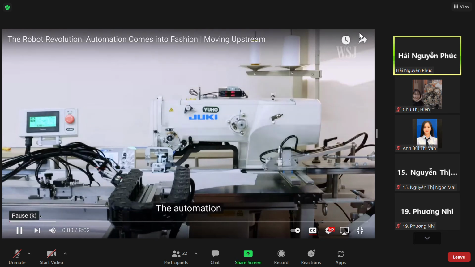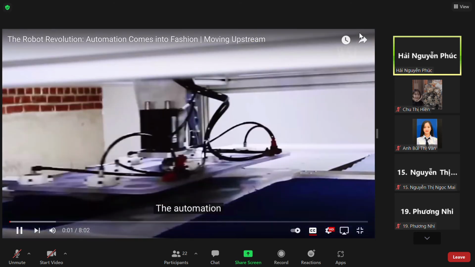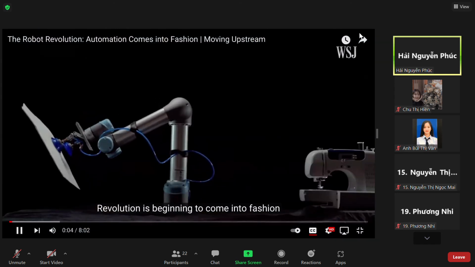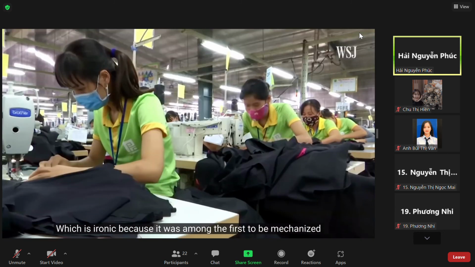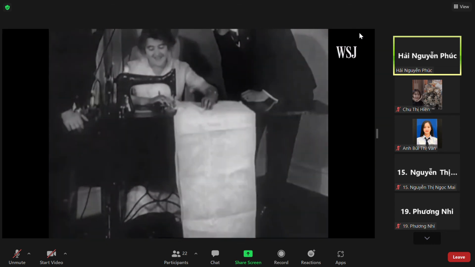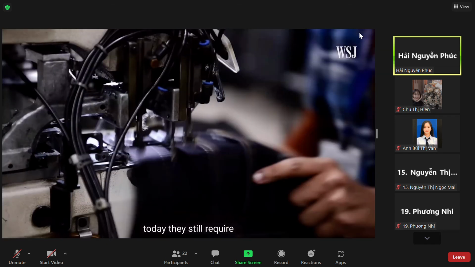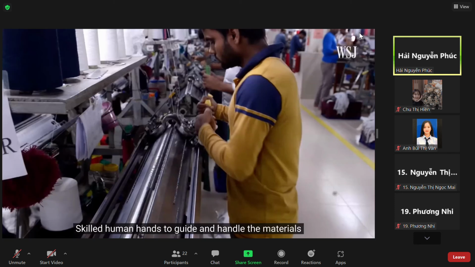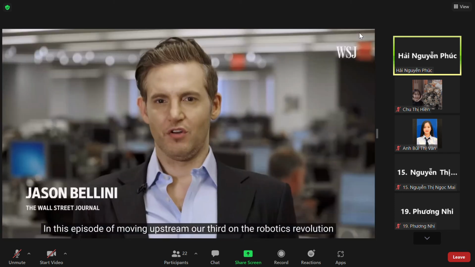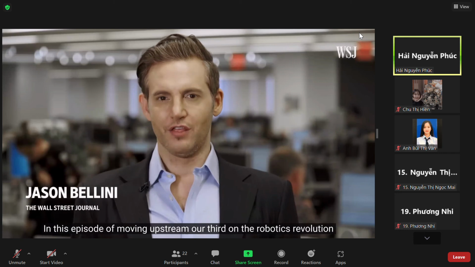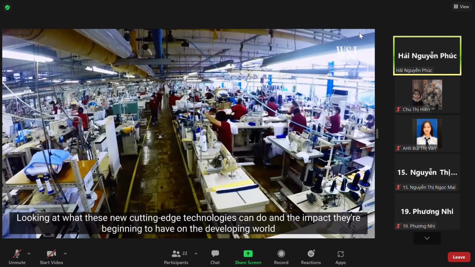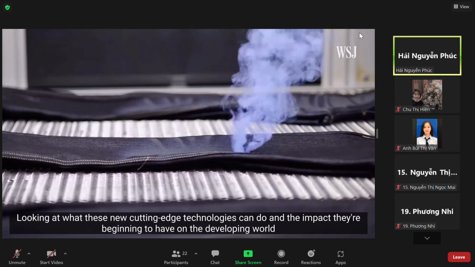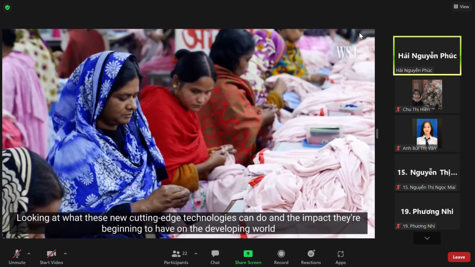The automation revolution is beginning to come into fashion. The clothing industry is among the latest economic sectors to be making the leap, which is ironic because it was among the first to be mechanized. Today, they still require skilled human hands to guide and handle the materials. In this episode of Moving Upstream, our third on the robotics revolution, we're looking at what these new cutting-edge technologies can do and the impact they're beginning to have on the developing world.